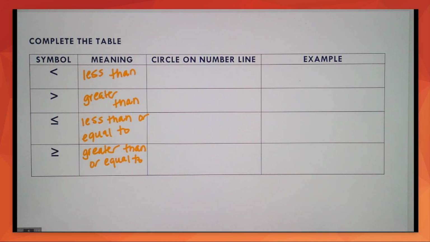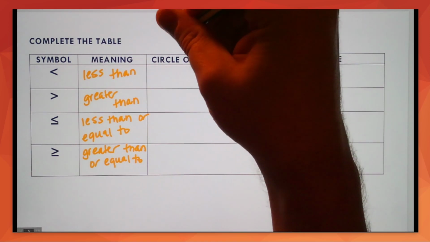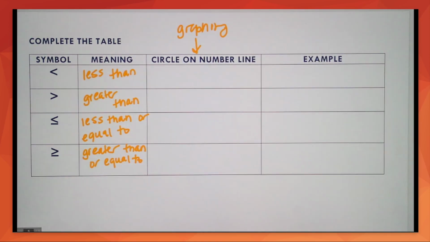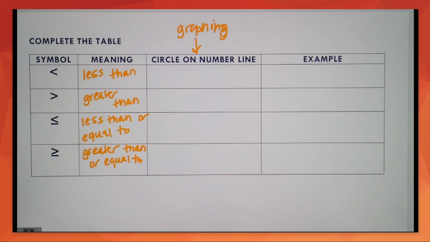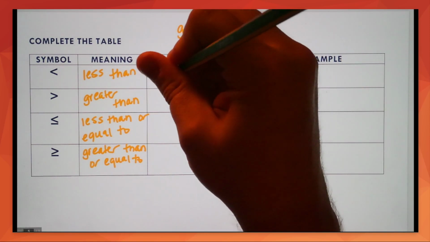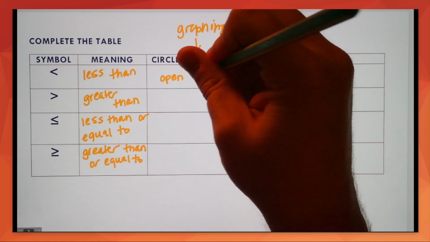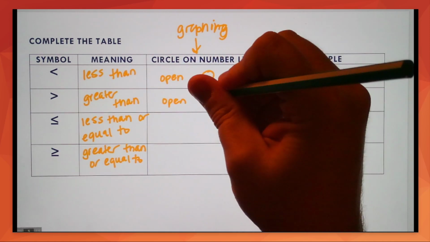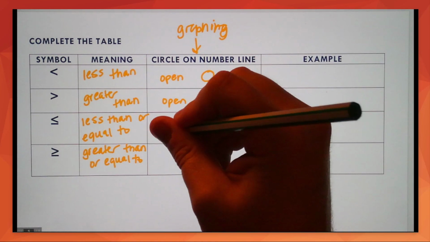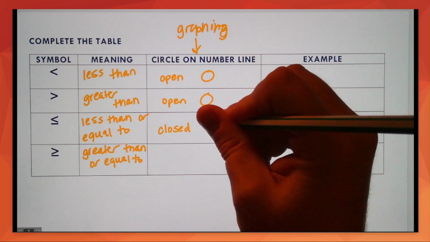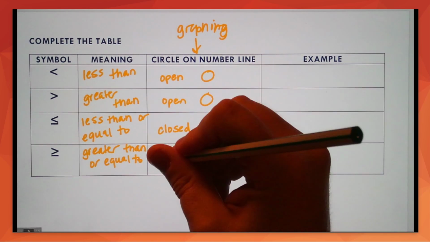When you are graphing it on a number line, right? So this is the graphing part. When you graph it and you draw the circle at that starting point, is it going to be an open circle or a closed circle? Well, the first two here should be open circles. And then the next two, because they have that equal to part underneath it, are going to be closed circles. So you're going to draw them and then fill them in.